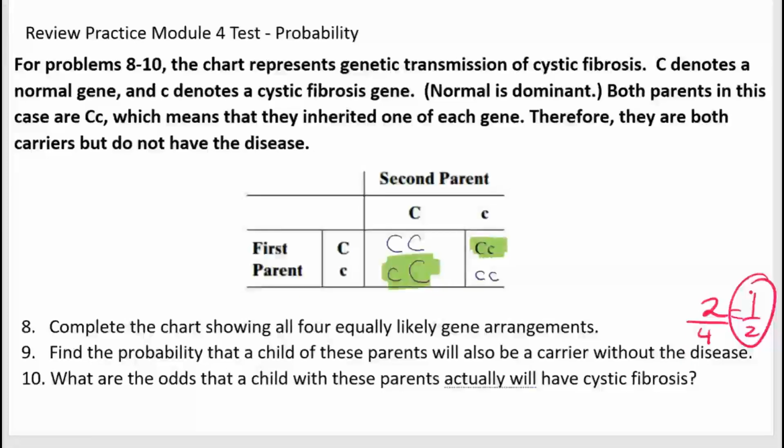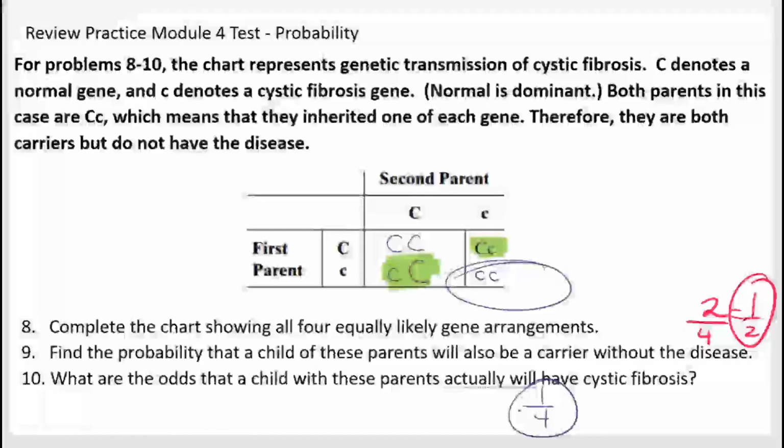And number 10, what are the odds that a child with these parents actually will have cystic fibrosis? That's the 2 lower c's, because there's no dominant capital C in there. So it is this single situation here that fits number 10, and that's 1 out of the 4 equally likely outcomes. So 1/4 is the answer to number 10.